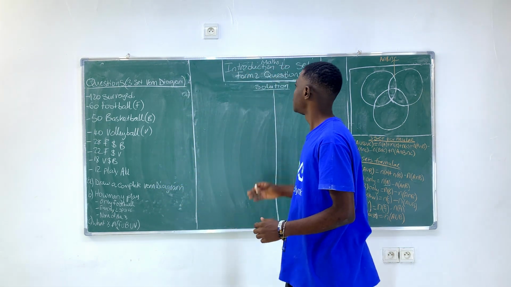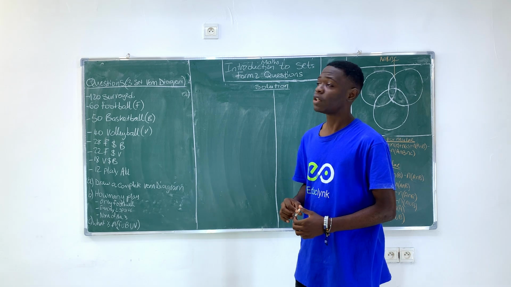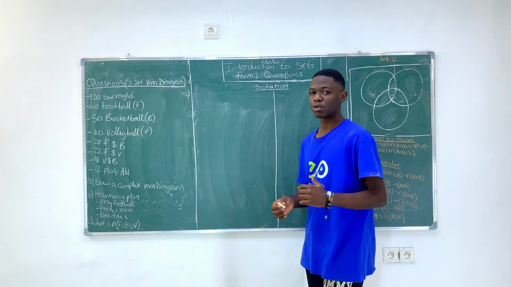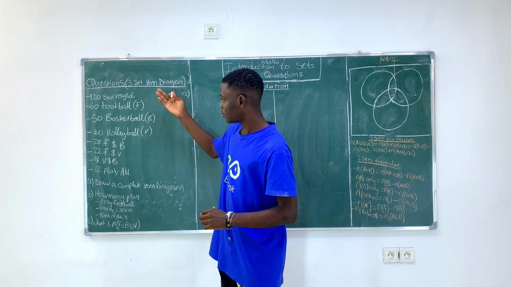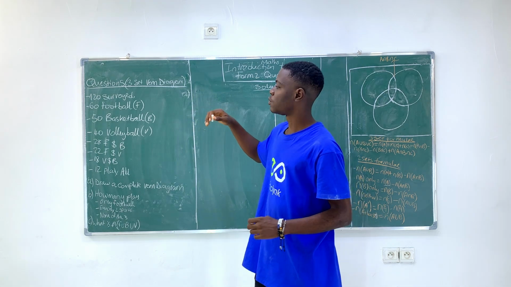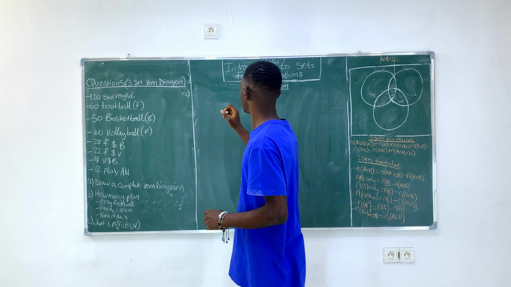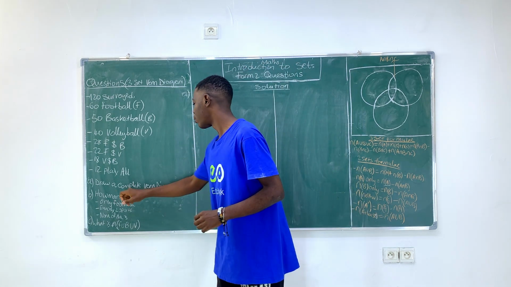So now we are doing the fifth question on the topic of introduction to sets, Form 2 program. So this is the question, the question was already enumerated. So now we are going to A. A says we should draw a complete Venn diagram.